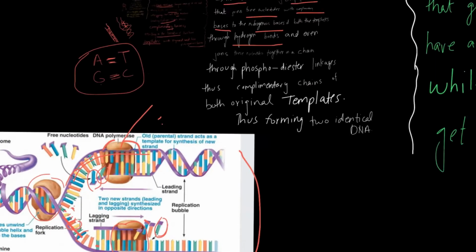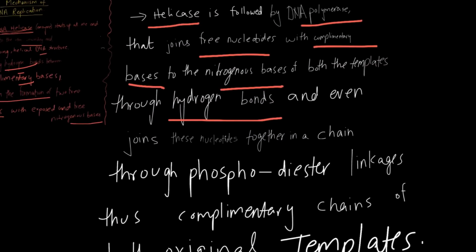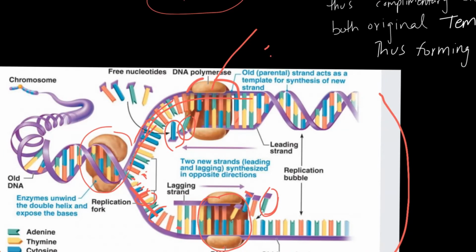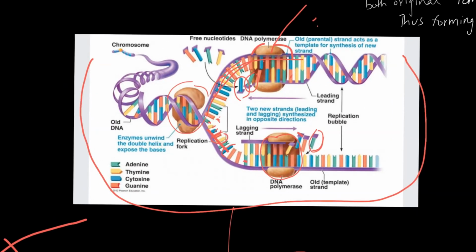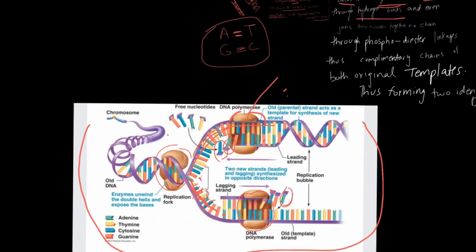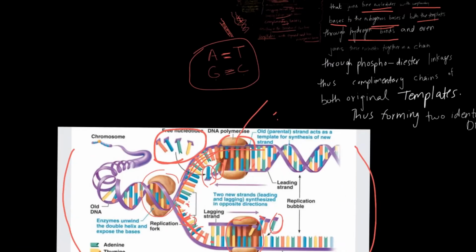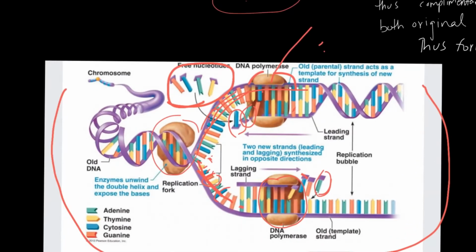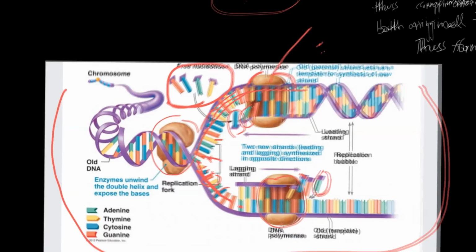So this is what DNA polymerase does. It joins those free nucleotides, as I mentioned, those freely moving, with complementary bases to the nitrogenous bases of both templates. So these templates I showed you right here, these are the templates, the ones that were broken by DNA helicase, these are free templates. And these free nucleotides, these right here, are joined with hydrogen bonds to the complementary ones on the template, right?